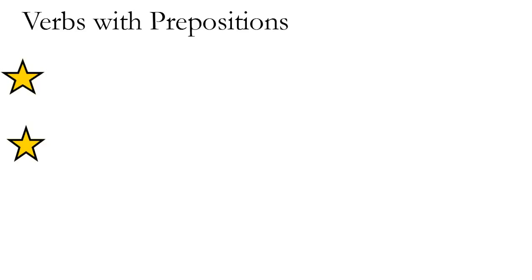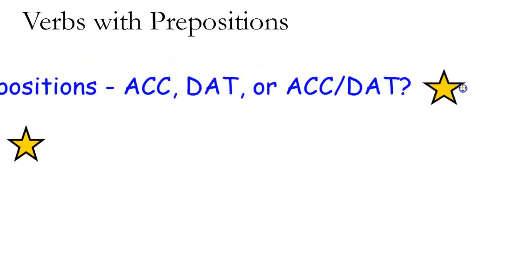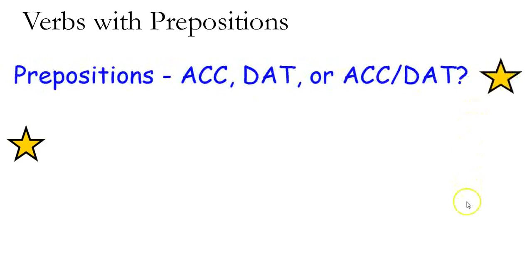Verbs with prepositions, or verb-prep combinations. So, the first thing to note is that verbs can be paired with certain prepositions to take on different meaning. What you need to remember is which are the accusative prepositions, which ones are dative prepositions, and then pay very close attention to the two-way prepositions, the ones that can sometimes be accusative and sometimes dative.